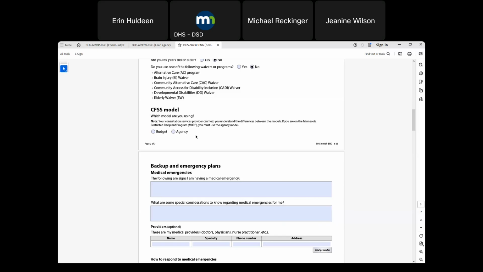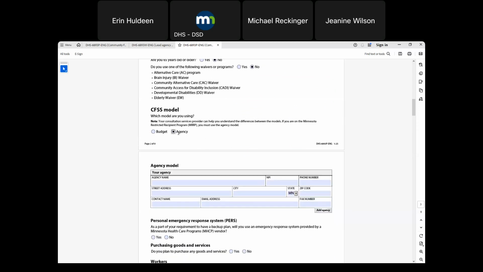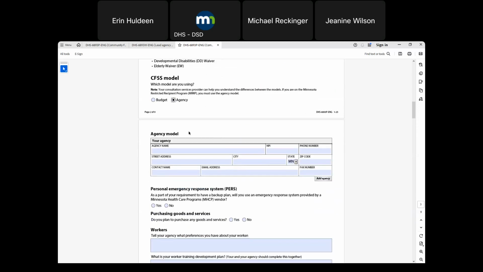So the plans that you're going to be receiving as the provider agency is for somebody who's chosen the agency model. So you should see your information listed here.